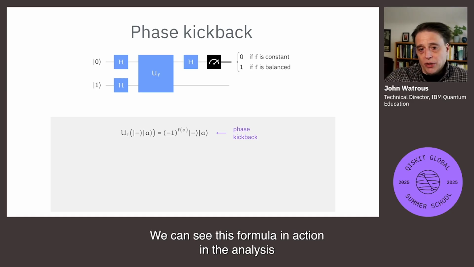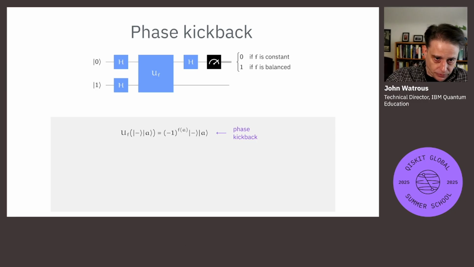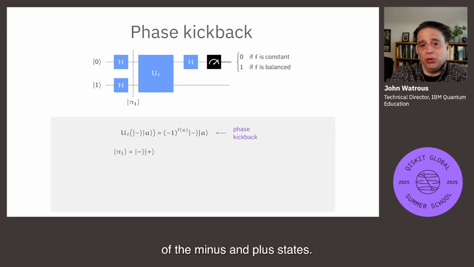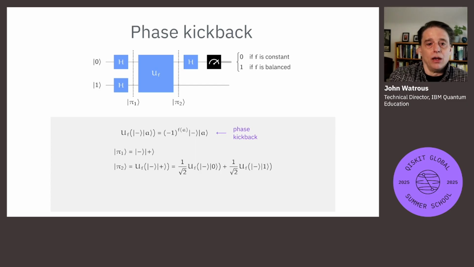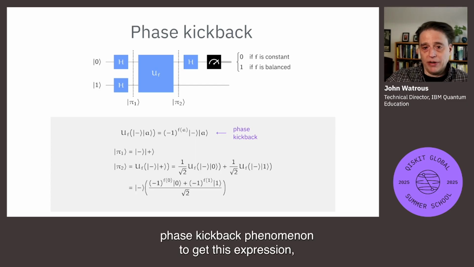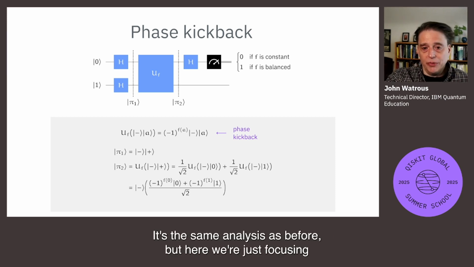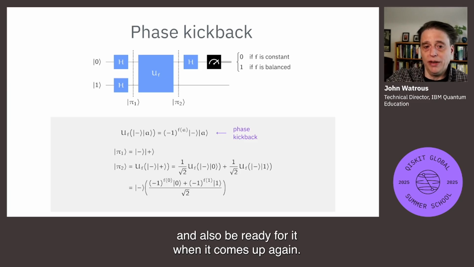We can see this formula in action in the analysis of Deutsch's algorithm as follows. Prior to the query gate, our state is the tensor product of the minus and plus states. We then apply the query gate, and expanding out the plus state gives us this. We now apply the phase kickback phenomenon to get this expression, and then the analysis carries on like it did before. It's the same analysis as before, but here we're just focusing in on the phase kickback phenomenon so we can recognize it and also be ready for it when it comes up again.